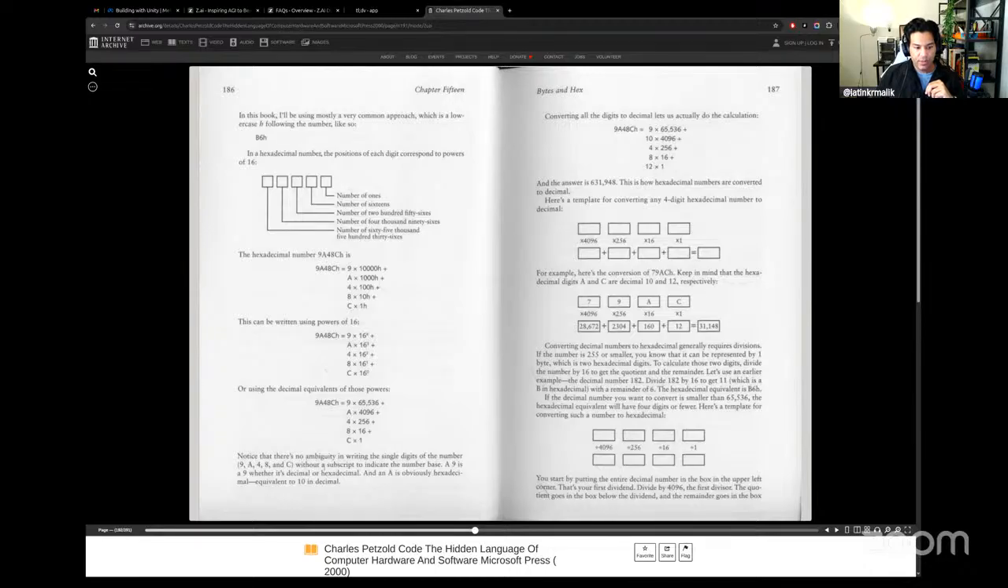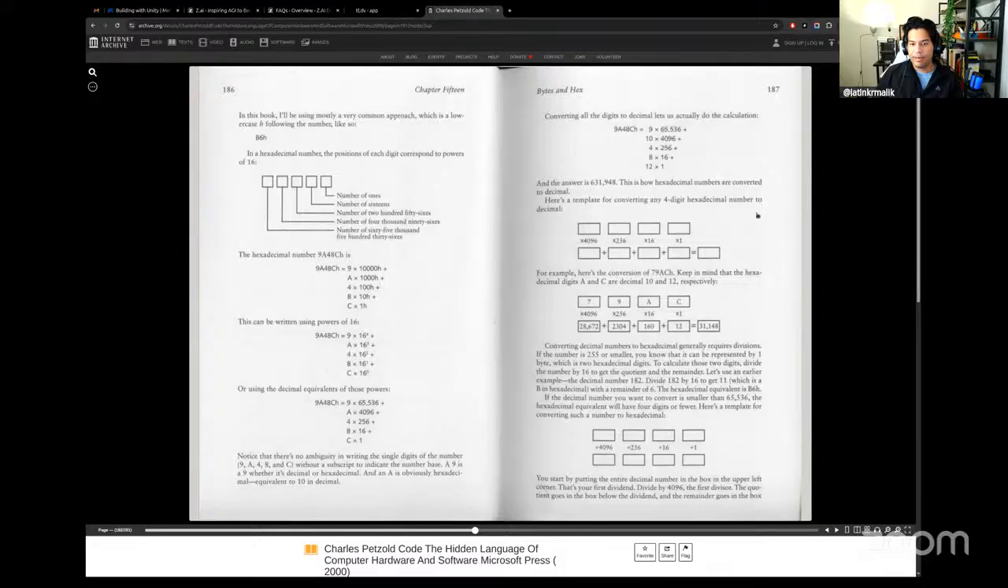Notice that there is no ambiguity in writing single digits of numbers, 9, A4, 8C, without a subscript to indicate a number base. A 9 is a 9 whether it is decimal or hexadecimal, and an A is obviously the hexadecimal equivalent of 10 in decimal. So once you convert it back to decimal, it lets us know that this is 631,948. This is how hexadecimal numbers are converted to decimal.